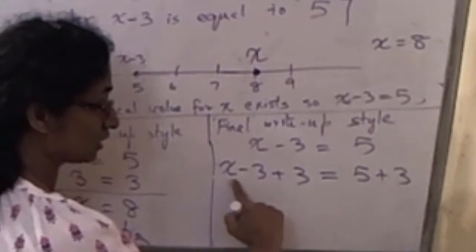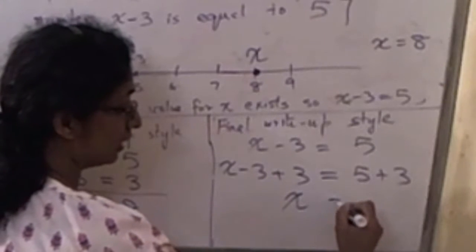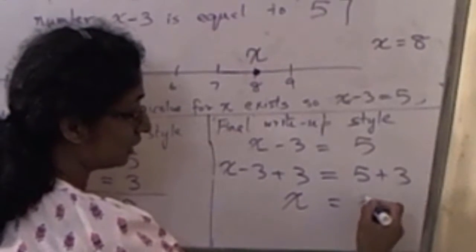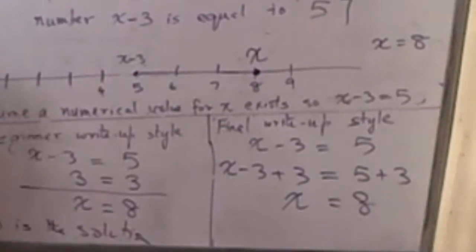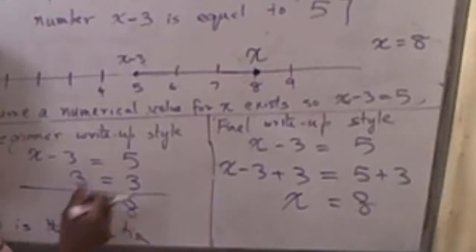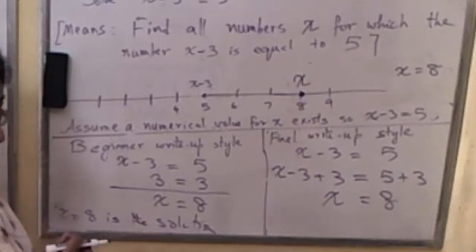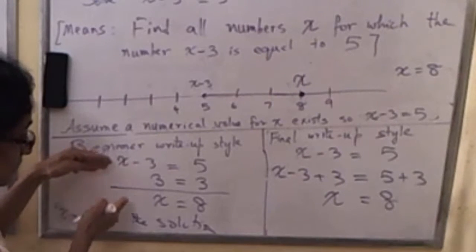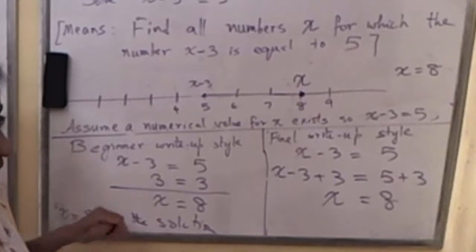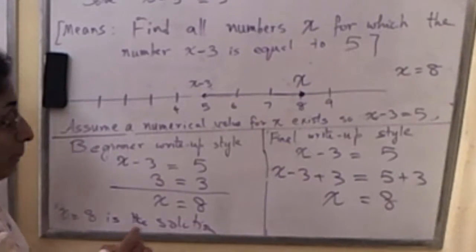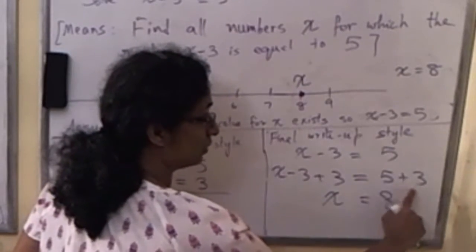Now here we can see x minus 3 plus 3 is simply x, and here we get 5 plus 3 is 8, and there's the solution. So if you're comfortable with this write-up style, you may even skip this beginner write-up style. But if this is a little bit easier for you to do, then that's also fine. Remember, we do have to add the same number to both sides.